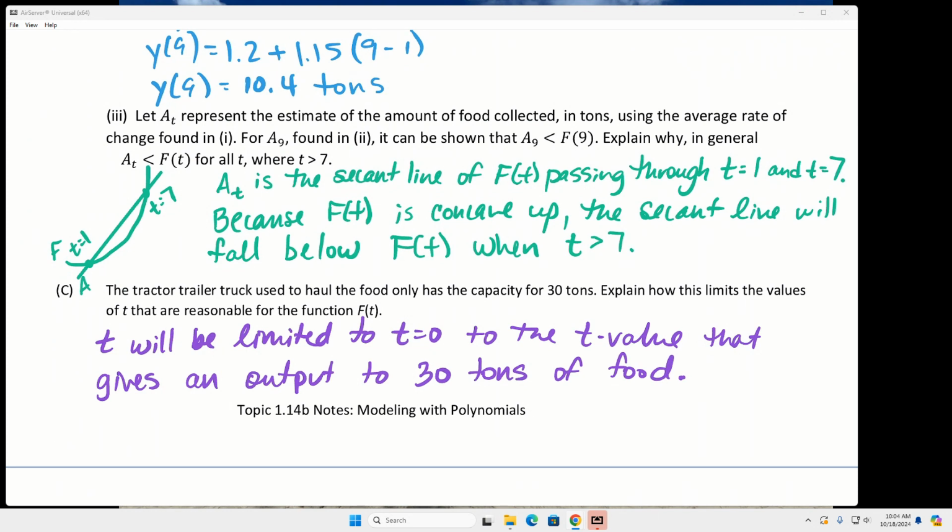So you don't have to find it. They're not asking you to find it. They're asking you to explain how that's going to limit it. Now, some people, when I was grading this question, thought they saw limits and thought they had to do a limit. That's not what it's asking for. It's asking for you to make a logical decision.